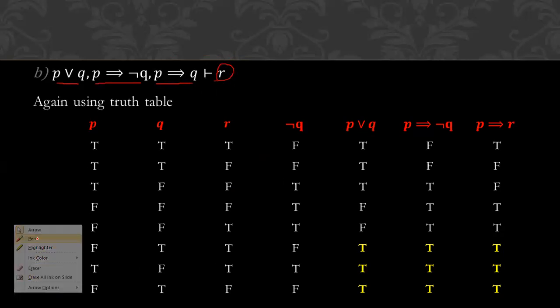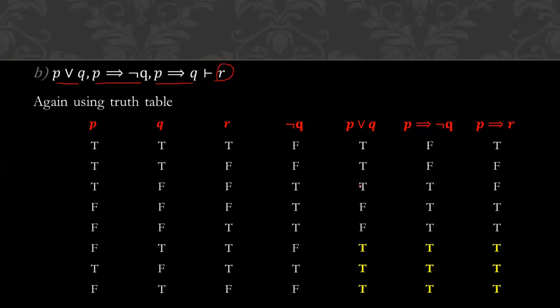Critical rows mean the rows where all the premises are true at the same time. Really, the premises are: the first premise is this column, P or Q. The second one is P implies negation of Q. And the last one is P implies R. And the conclusion is this column, that is R.